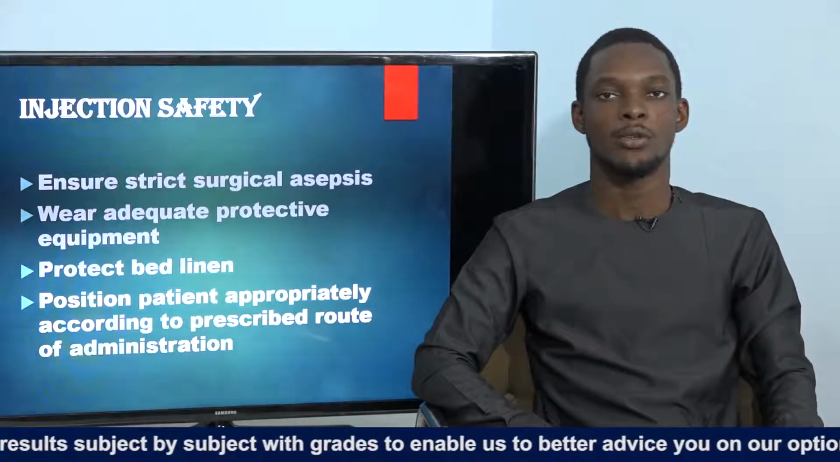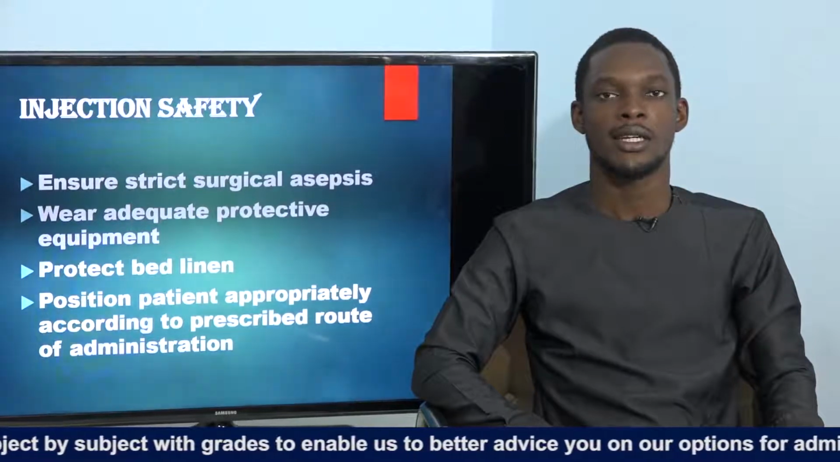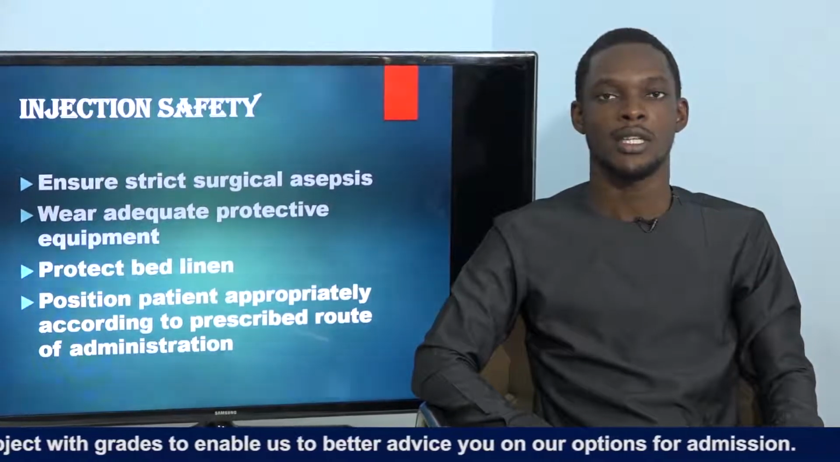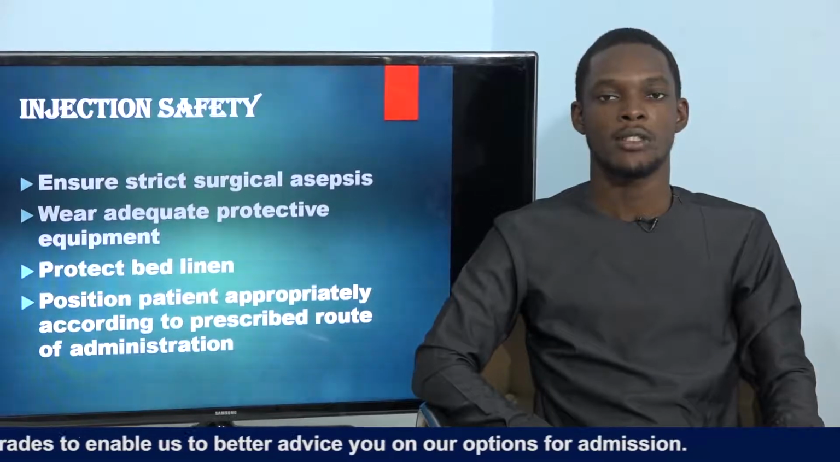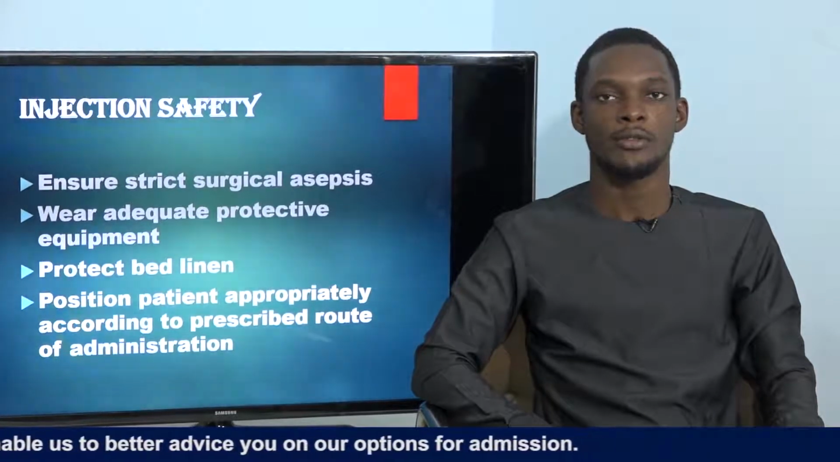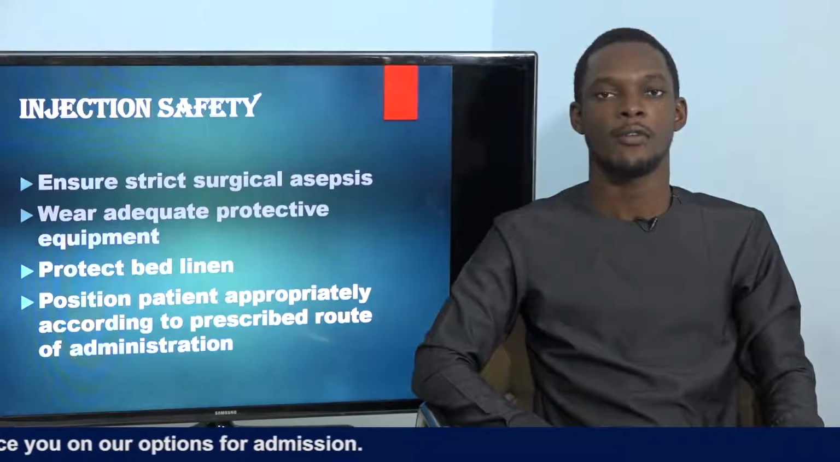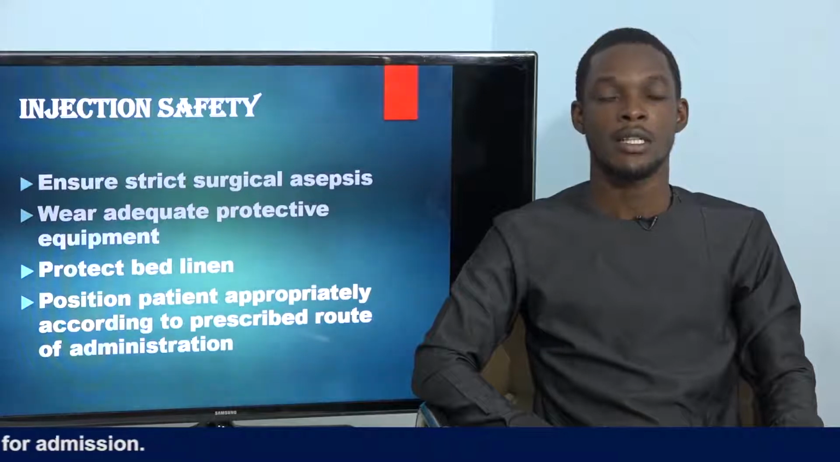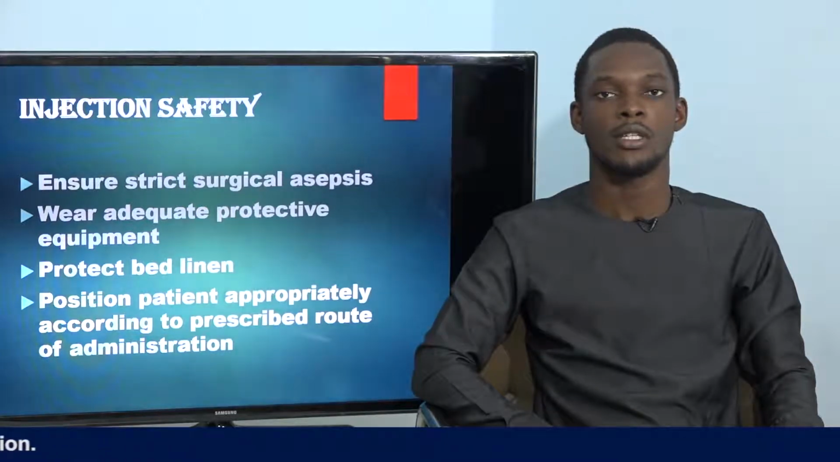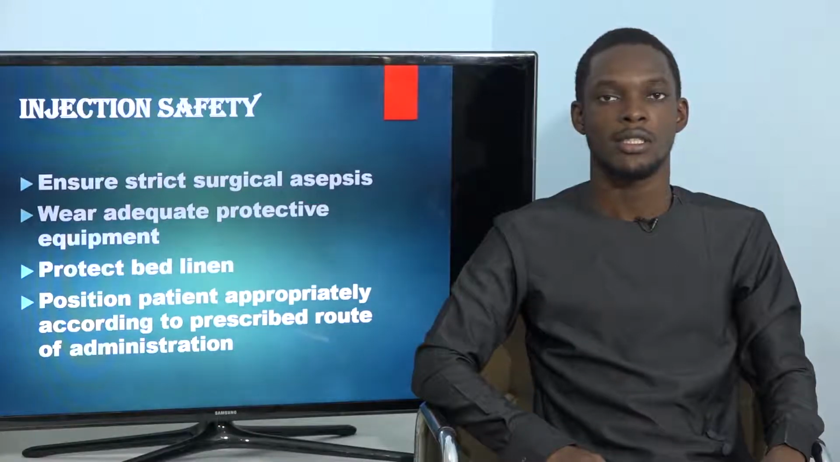These measures may include cleaning the site with methylated spirit, making sure that you are in the adequate protective gown, ensuring that the environment is clean enough for an IV administration. Other injections may include intramuscular injections and subcutaneous injections. These measures are also implicated when administering such injections.